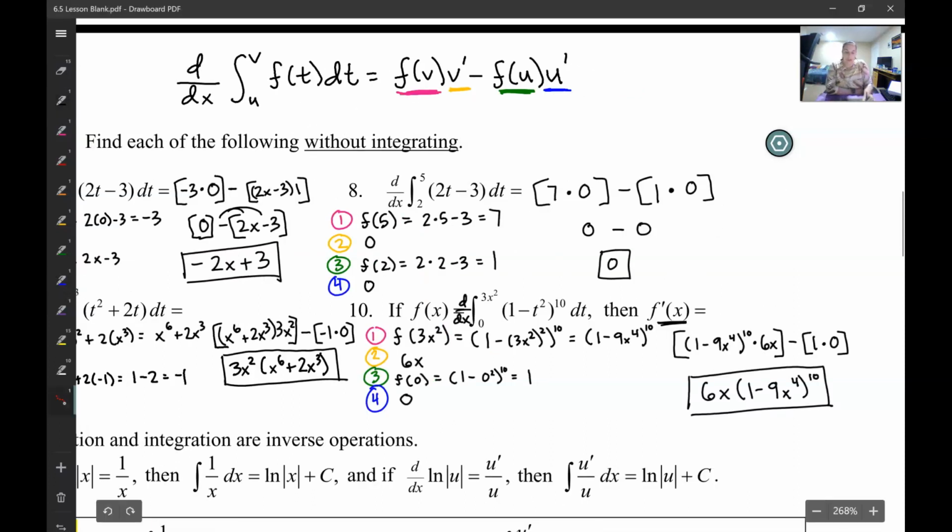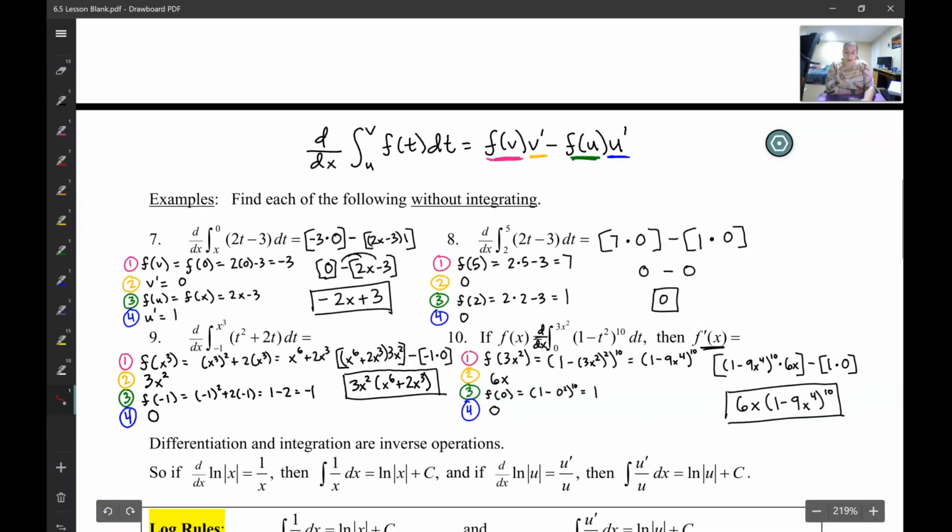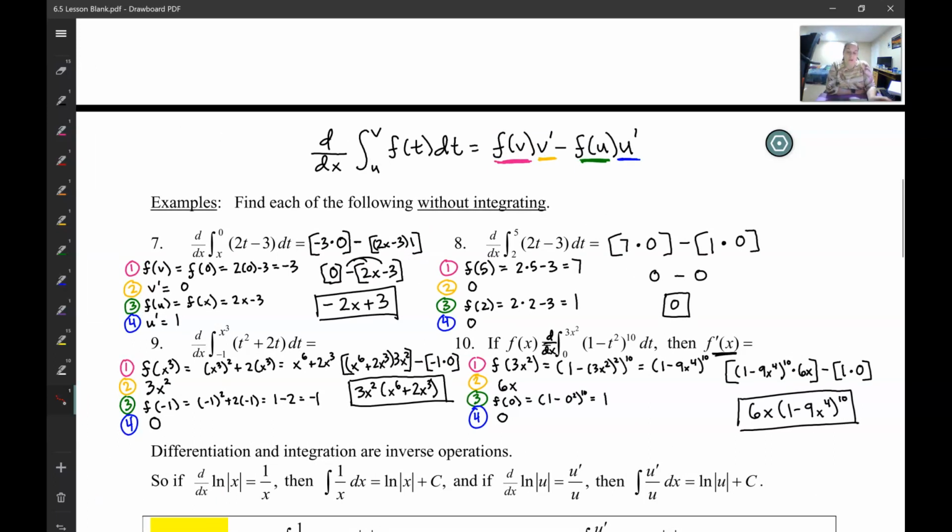Welcome back. Check what you got with what I got. Now, while you're checking this and looking over your work if you got it wrong so you can figure out where you went wrong, just keep in mind that this is the process you will do anytime you're asked to take a derivative where the limits are equations. So anytime you need to take a derivative of an integral whose limits are equations, that's where you apply the second fundamental theorem of calculus.